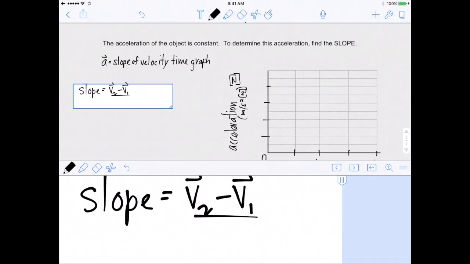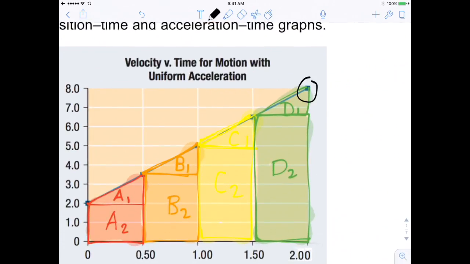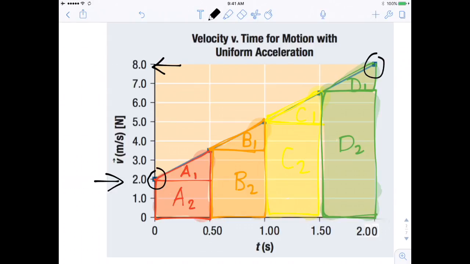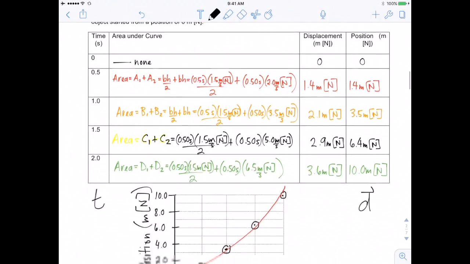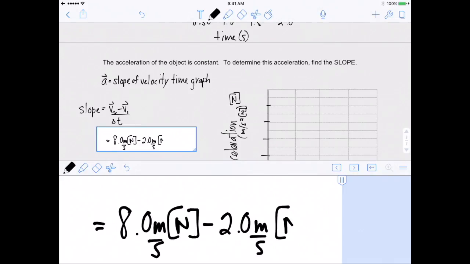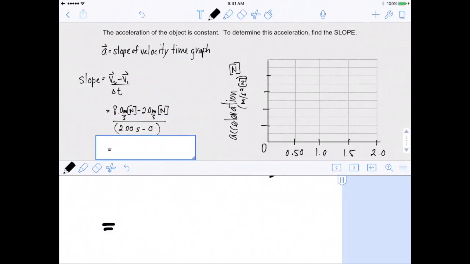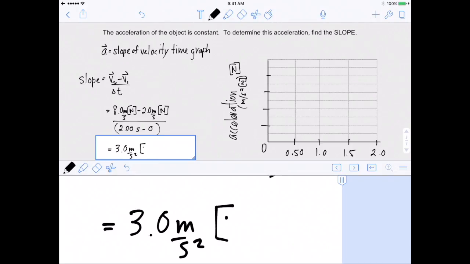over delta t. So let's take a look at the graph above. If we choose these 2 points, we have 8 meters per second north and 2 meters per second north at t equals 0 and t equals 2.0. So let's sub in the values. (8.0 minus 2.0) divided by 2.00, we end up with an acceleration of 3.0 meters per second squared north.